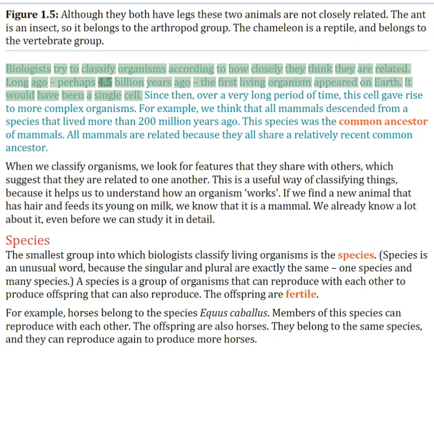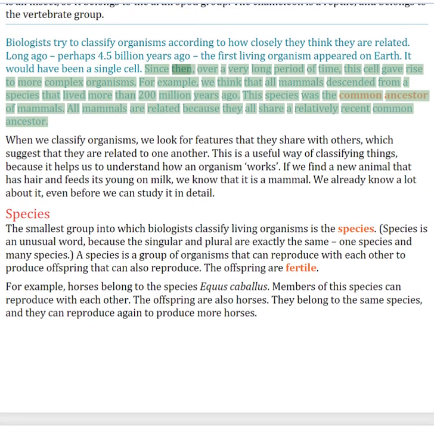Long ago, perhaps 4.5 billion years ago, the first living organism appeared on Earth. It would have been a single cell. Since then, over a very long period of time, this cell gave rise to more complex organisms. For example, we think that all mammals descended from a species that lived more than 200 million years ago. This species was the common ancestor of mammals. All mammals are related because they all share a relatively recent common ancestor.